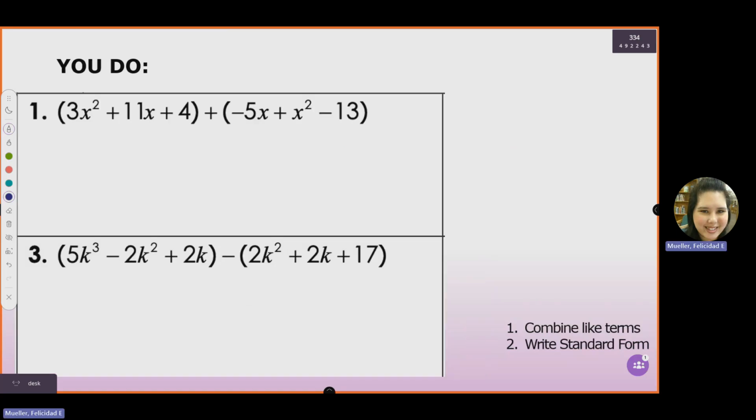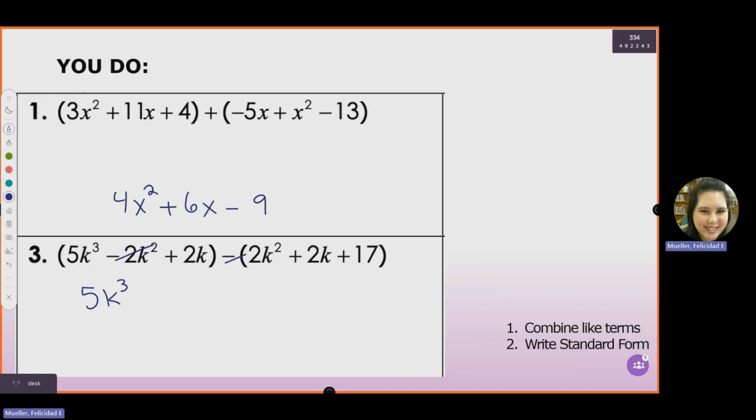So go ahead, try these. All right, let's check your answers. You should have had negative, that's the y, 4x squared plus 6x minus 9. On number 3, you should have had 5k cubed.